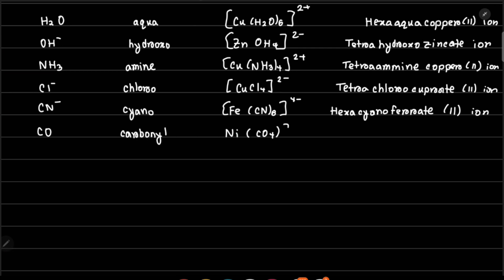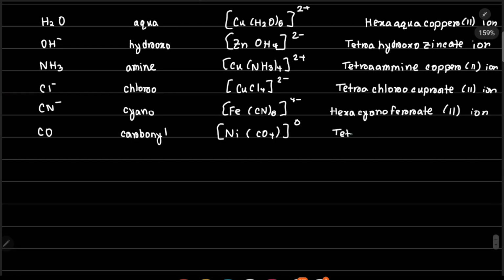And for a carbonyl group, an example will be Ni(CO)4. This has a charge of 0. So when we have a charge of 0, we don't have to mention the oxidation number or the fact that it's an ion. We can simply write it's tetracarbonylnickel.